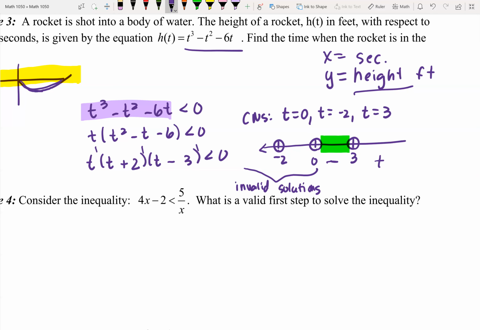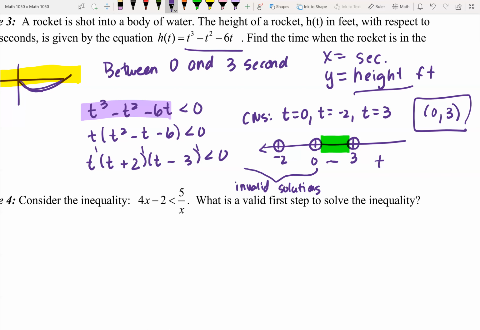Now, if I write my answer like this, that doesn't make sense. Like, what in the heck does that mean? This is a word problem. So the 0 and the 3 again stand for t, which is time in seconds. So I'm going to say between 0 and 3 seconds after the rocket is shot. That's it.